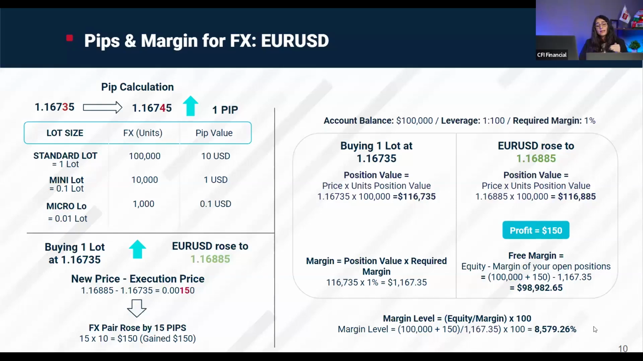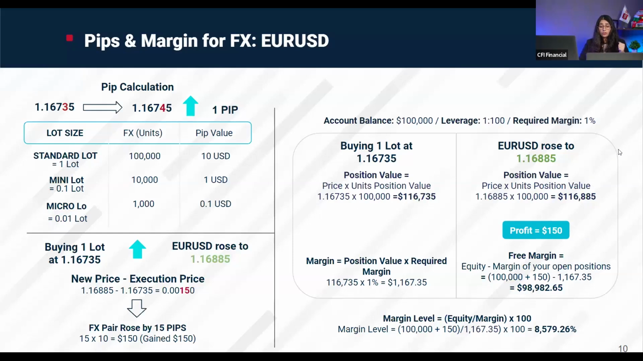To calculate your margin level, you take your equity, divide it by the margin of your open positions, and multiply it by 100. Like we said, our equity is our balance, plus or minus depending on whether we profited or lost. In our case, we profited $150, and we divide it by 1,167.35 and multiply it by 100. So we're going to get 8,579.26%. I just want you to keep that in mind, and like I said, we're going to discuss the meaning of it later on.